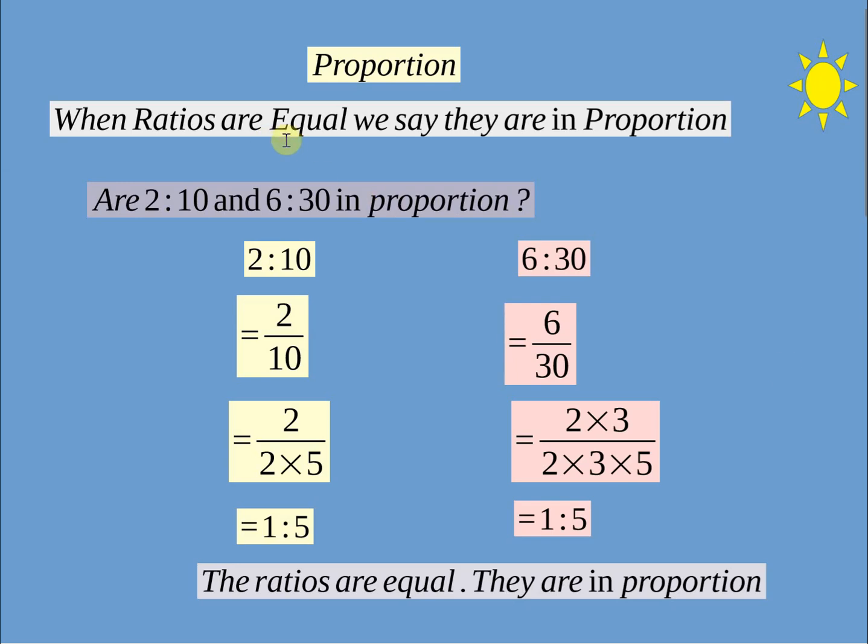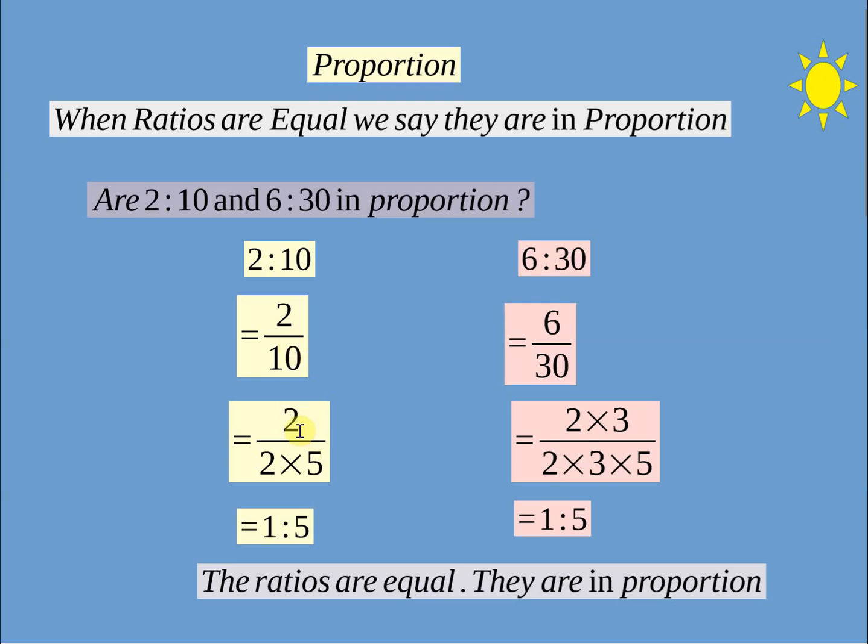When two ratios are equal, we say they are in proportion. So let's look at these two ratios. We want to see, are they in proportion? So we have 2:10 can be written as 2 divided by 10, and 6:30 can be written as 6 divided by 30.